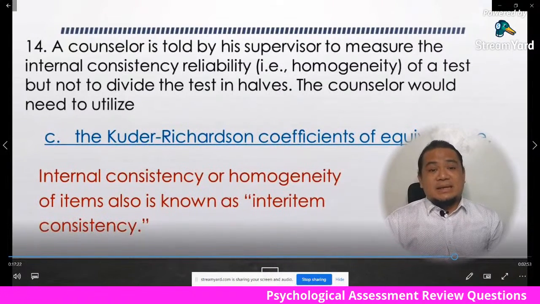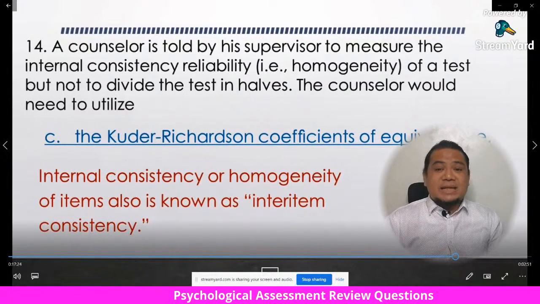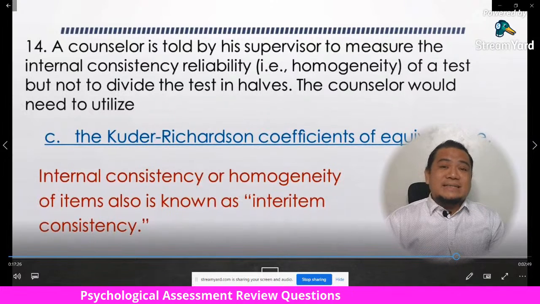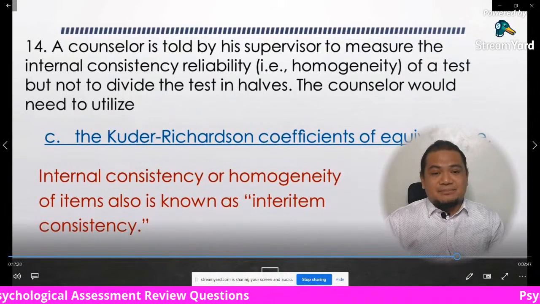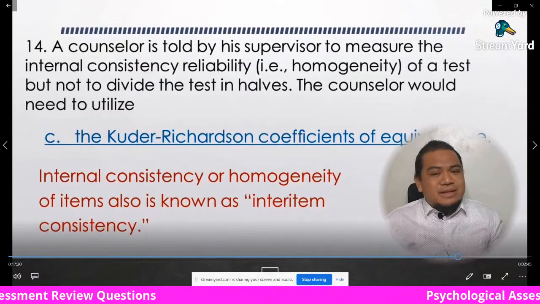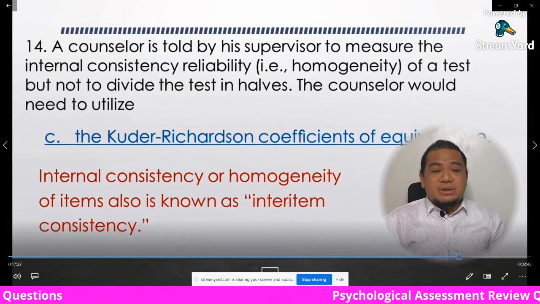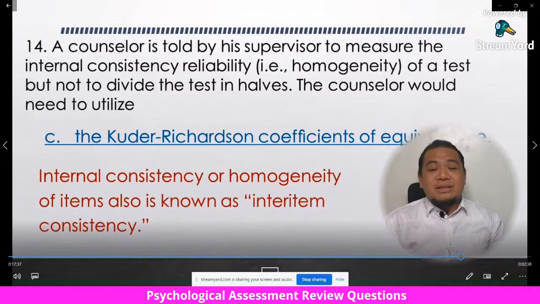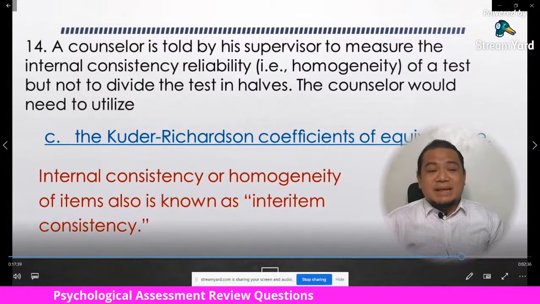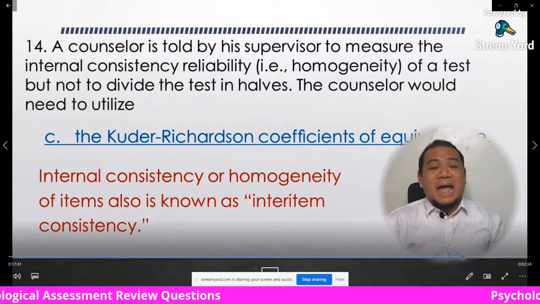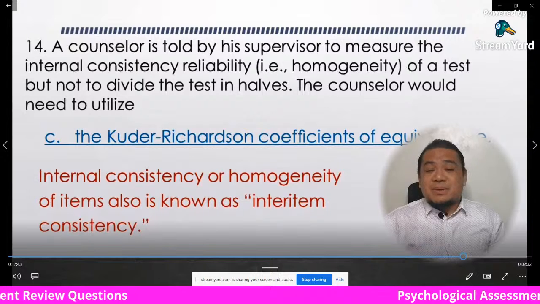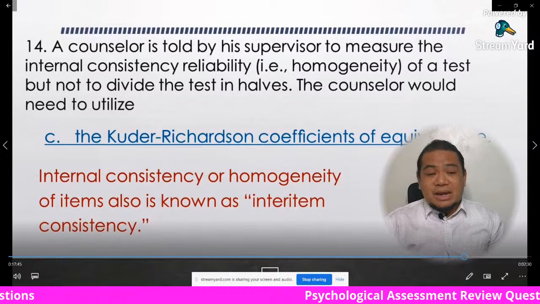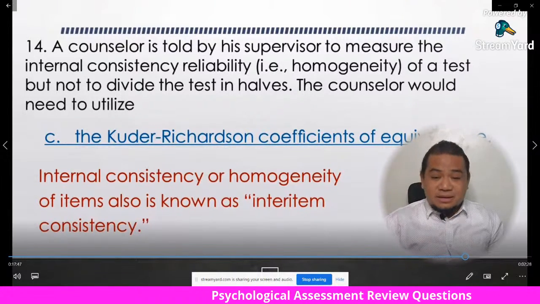Internal consistency, or homogeneity of items, is also known as inter-item consistency. In plain everyday language, the supervisor wants the counselor to find out if each item on the test is measuring the same thing as every other item. Is performance on one item truly related to performance on another?